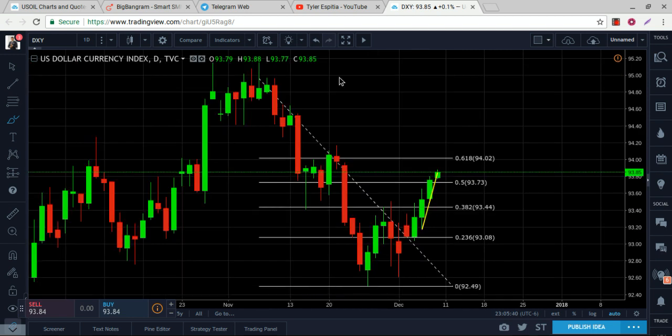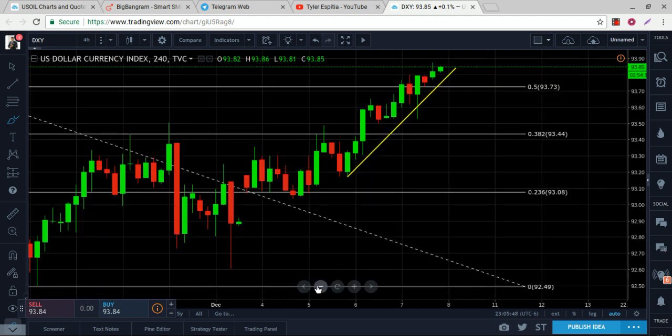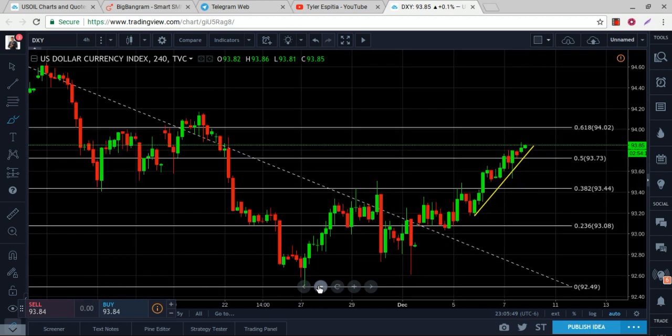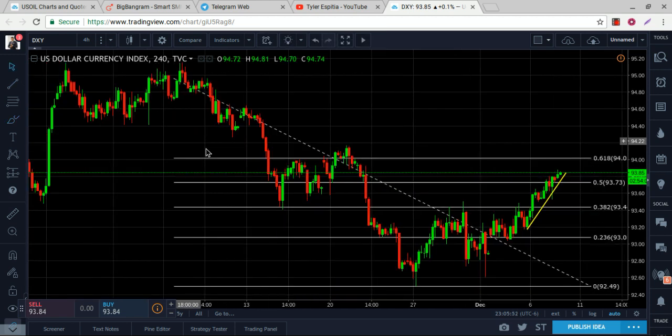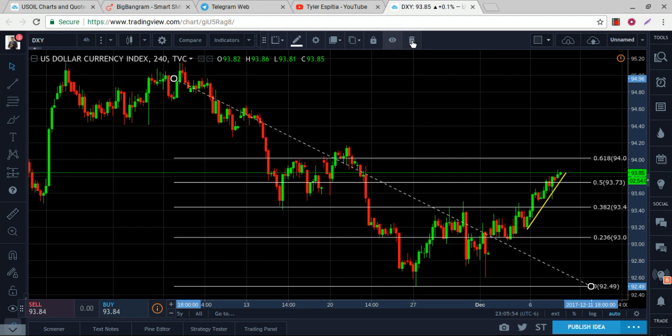Now I'm not going to do my whole analysis on this, but I'm going to show you how to use Fibonacci retracement. So we know on the dollar index it's going to go up and then come right back down. So let's go ahead and look at the 4-hour chart. Here's the 4-hour chart. Let's go ahead and delete this.